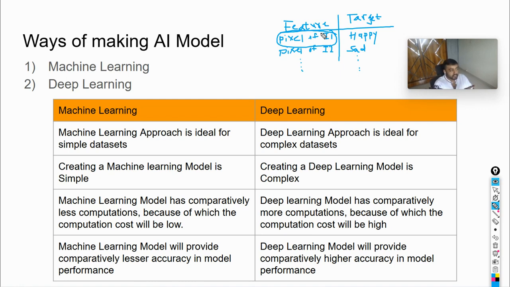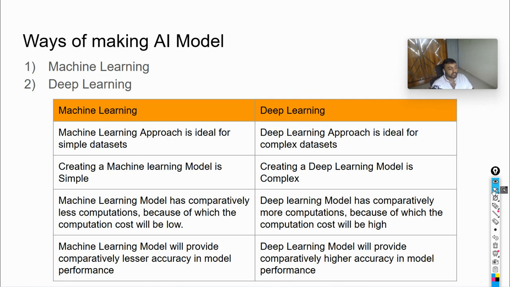So currently the relationship between feature and target is complex to understand. So on such type of data sets, it's better to use the deep learning approach. So first difference between machine learning and deep learning is that machine learning is ideal for simple data sets, whereas deep learning is ideal for complex data sets. Let's look at the second difference.